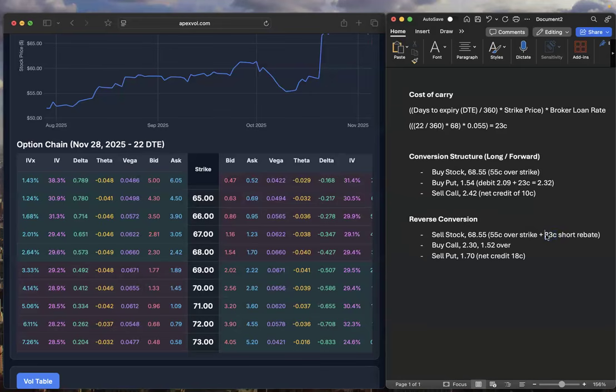In order to cover the short stock, we're going to buy the calls at $2.30. We're buying them on the bid because we're that good. And that's $1.52 over. And that is the synthetic put. We have yet to sell the put, which we're about to, but until we do, we are long the synthetic put, again, getting you accustomed to the idea of synthetics. And then the third leg down, we sell the puts at $1.70, and we have a net credit of 18 cents. Those are the legs and so on.